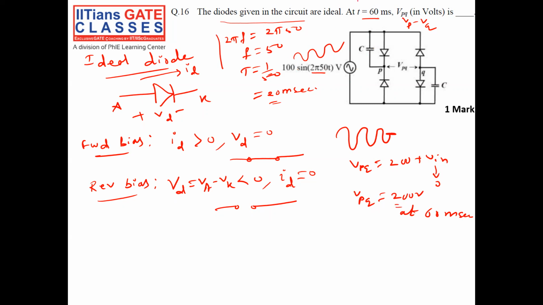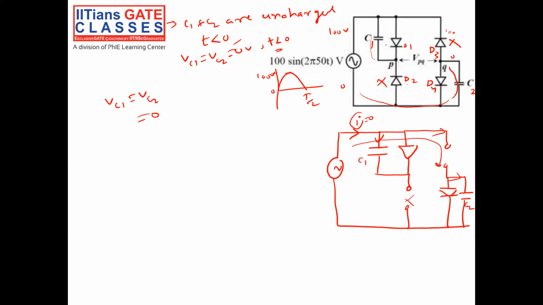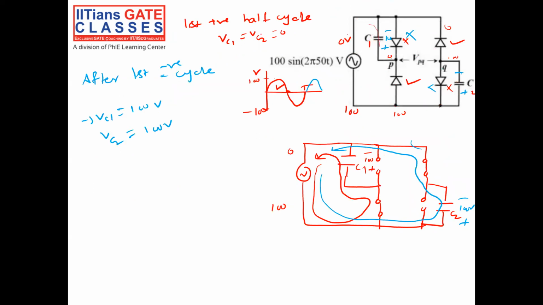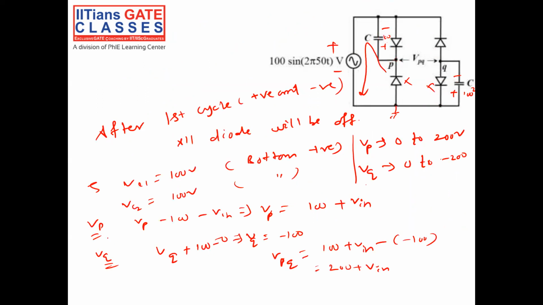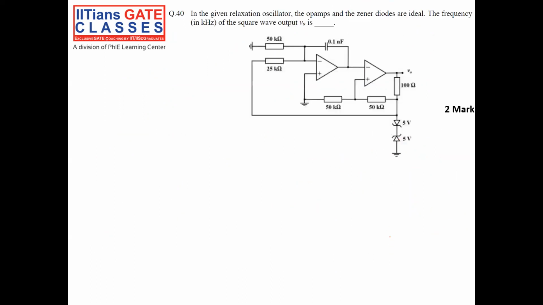So first thing is we have to understand the diode condition during the positive half cycle and negative half cycle. Then we can easily find out the Vpq. So during positive half cycle, the capacitor cannot charge. So Vc1 is equal to Vc2 is equal to 0. During negative half cycle, Vc1 is equal to Vc2 is equal to 100 volt, with bottom positive. Then after the first negative cycle, all diodes are off. Since all diodes are off, simply applying a KVL, I got Vpq. Okay, this is the solution. Let's see the next question.